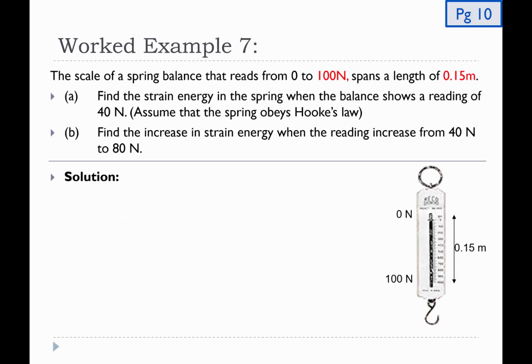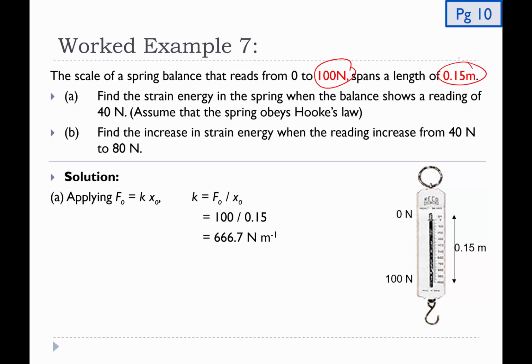So moving on to worked example 7, here we have a scale of a spring balance that reads from 0 to 100 Newton and spans a length of 0.15. We are required to find the strain energy when the balance shows a reading of 40 Newton. Same thing, we will still be using F equals kx, and to find the spring constant k, we use F naught over x naught, which is 100 Newton divided by 0.15. So we get k equals 666.7.